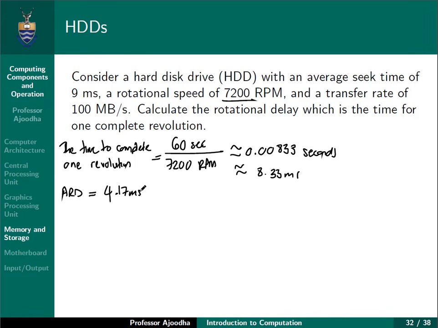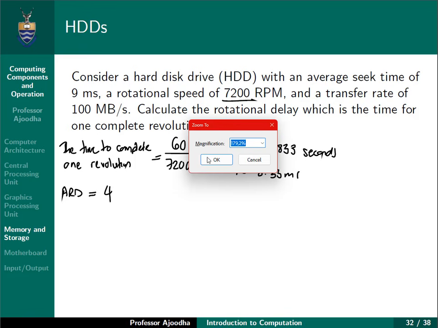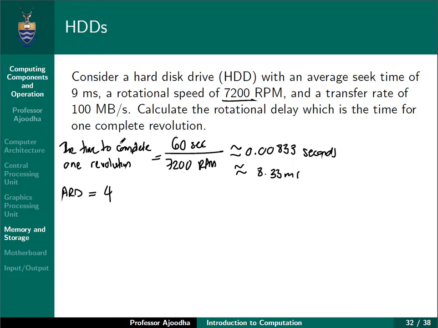Then the access time should be the sum of the average seek time and the average rotational delay. The average seek time is 9 milliseconds from before. Let me write this down. The access time, not the average seek time, my bad. I'm going to have to write it down again. So this is approximately 4.17 milliseconds.